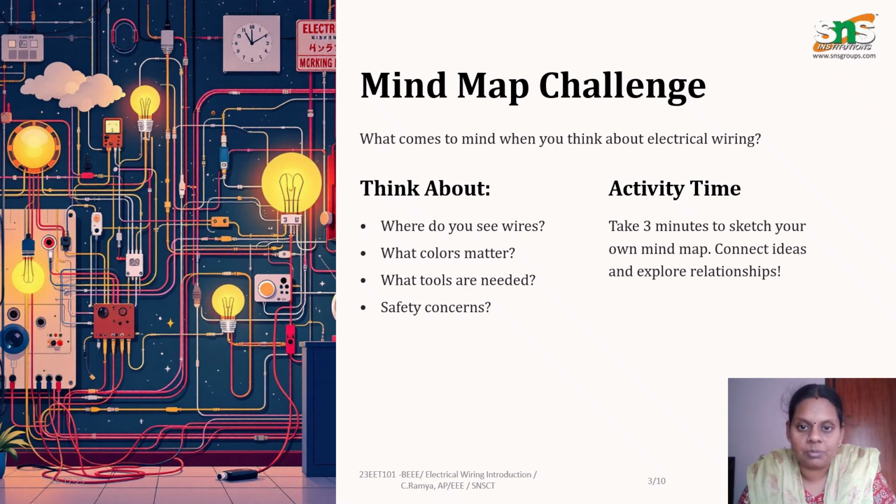Next, we can do a mind map here. So think about the wiring. Now let us think practically. When you hear the term electrical wiring, what comes to your mind? Where do you see these wires, either in homes, classrooms, laboratories, or on any street? What do the color differences in the wires indicate, and what are all the tools used by electricians? And most importantly, what safety concerns should we consider? This activity helps you visualize wiring as a real world system, not just theoretical.